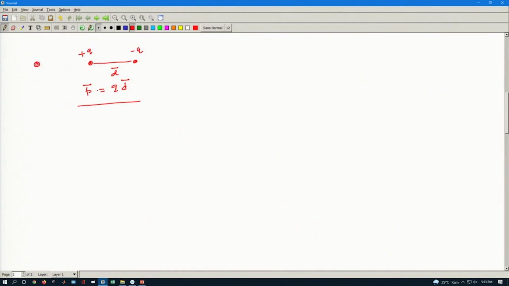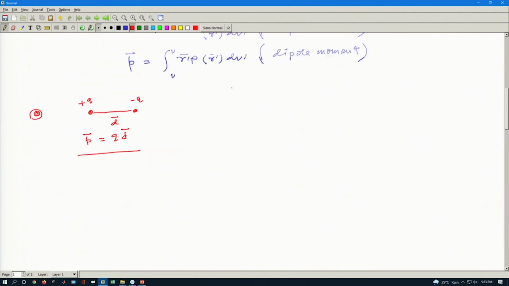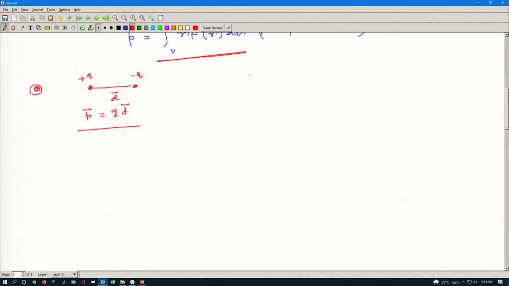Now, I also mentioned that a dipole can be considered as a system of charge having total charge 0, but where this quantity written here, the integration of r rho dV, is non-zero. Then that can also be considered as a dipole. In that case it is not necessarily two charges; there can be more charges, and still we can find the dipole.